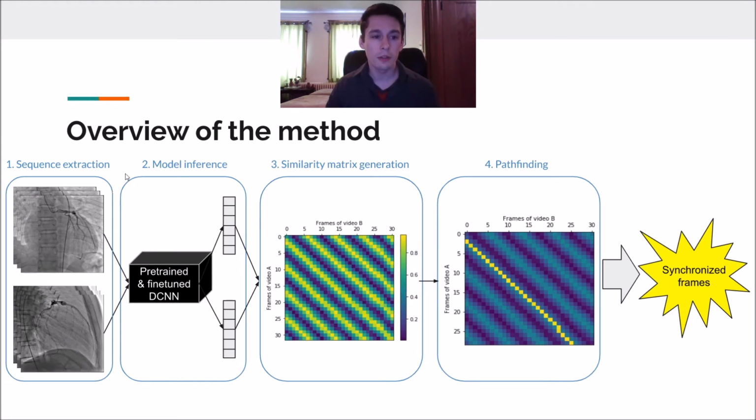Here is an overview of the method. First, we extract sequences by taking 3 consecutive images of different views, and then we pass them through our pre-trained and fine-tuned deep convolutional neural network, which outputs a feature vector describing the sequence of 3 images. Then we compare all those feature vectors to create this similarity matrix that compares all the frames of video A and video B. On that similarity matrix, we do pathfinding to find the best temporal correspondence between the two views.